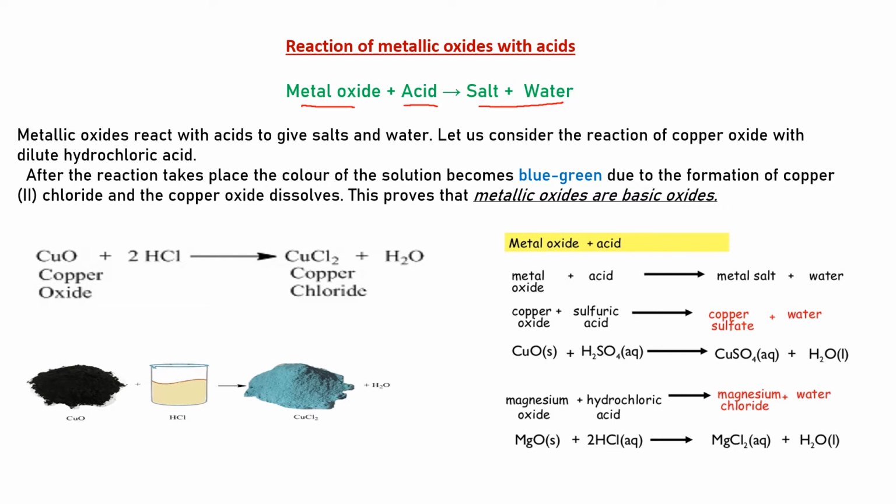Metallic oxide reacts with acid to give salt and water. Now what have we taken here? We have taken copper oxide. Copper oxide is black in color, as you can see here. When I add acid, that is HCl, to it, it changes into copper chloride. Now copper chloride is bluish green in color. And what is the extra compound we are getting here? Water. So this is very similar to the neutralization reaction, isn't it?